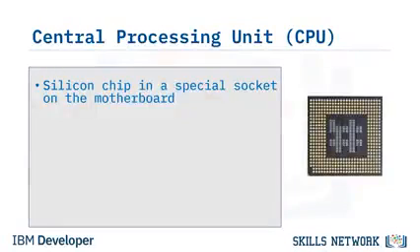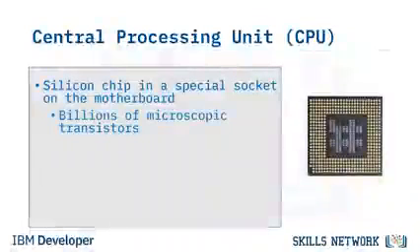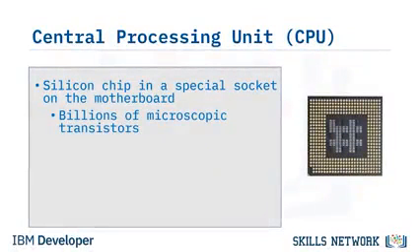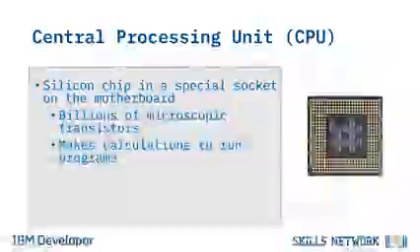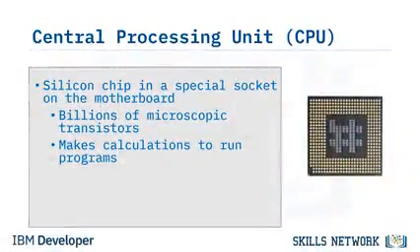The CPU is a silicon chip in a special socket on the motherboard. CPUs contain billions of microscopic transistors on a single computer chip. These billions of transistors enable the computer calculations needed to run programs available in your system's memory.